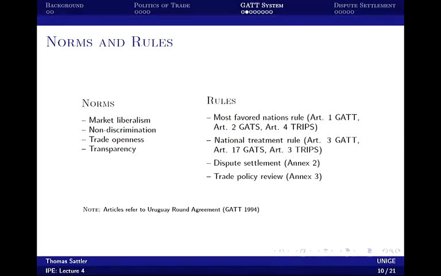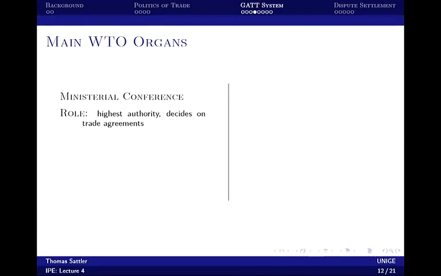So these articles, by the way, refer to the Uruguay Round Agreement, which is called GATT 1994. That's going to be important in a moment. There is the GATT 1947, which is the GATT system that was established in the 1940s. But that's not in operation anymore. It's now the GATT 1994. That seems like a legal distinction, but it's actually very important in a moment. So these are just the two rules.